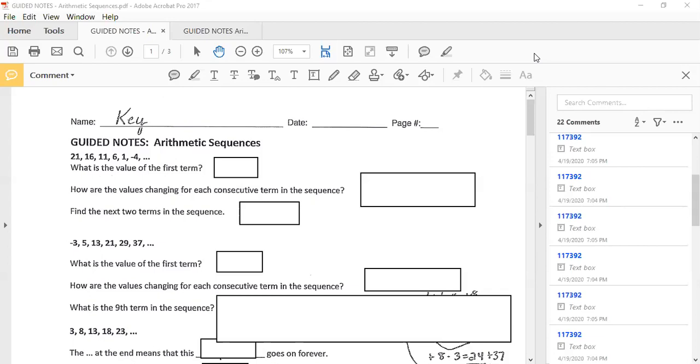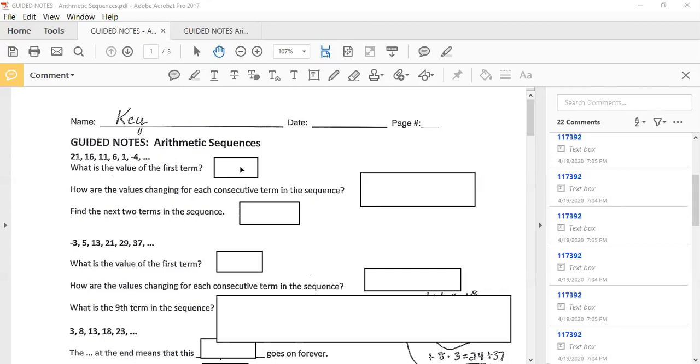So you got your guided notes up. Today we're working on arithmetic sequences. Arithmetic sequences are a fancy way of saying we're using a pattern of addition or subtraction, okay? Addition or subtraction. Just keep that in mind. So here we are looking at this first sequence. We've got 21, 16, 11, 6, 1, and -4.